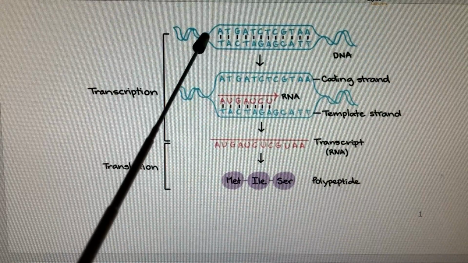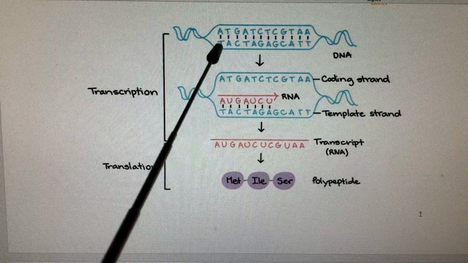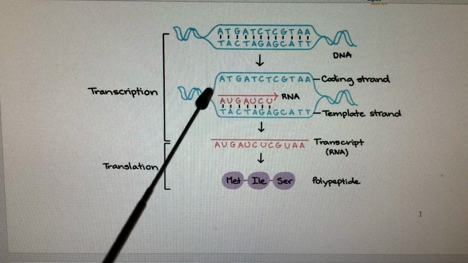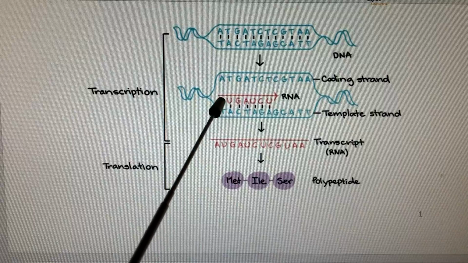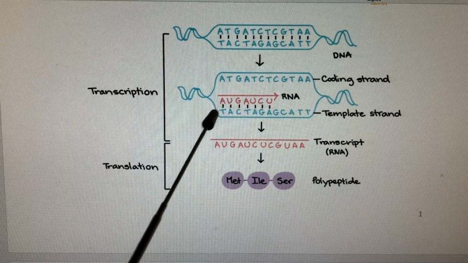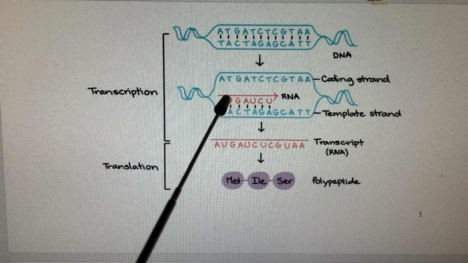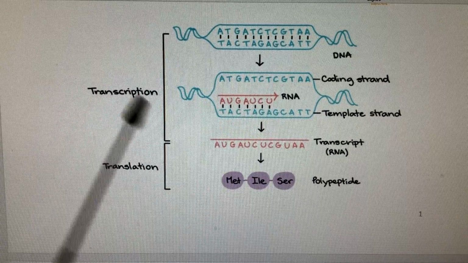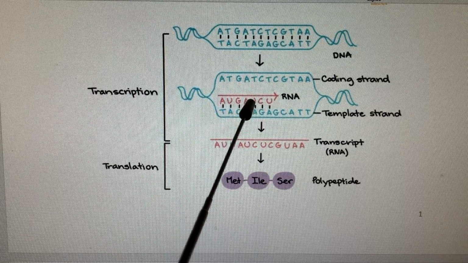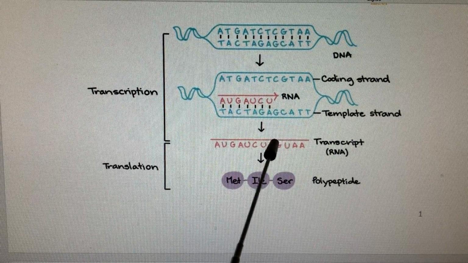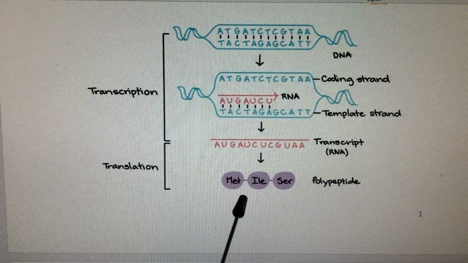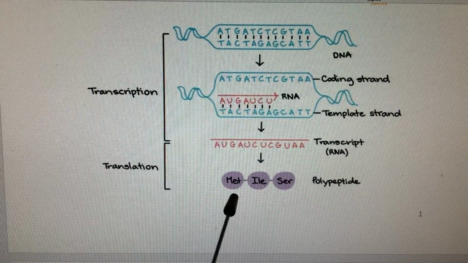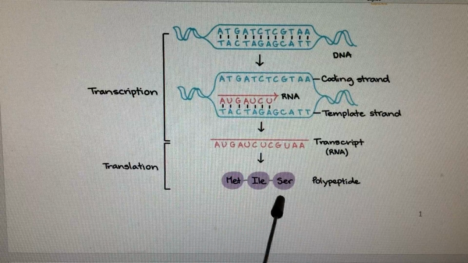Here's DNA. Remember, all Tygos can growl. A goes with T, G goes with C. But when you add RNA, there is no T, so it becomes AU. So A goes with U, T goes with A, A with U, C with G, etc. all along. The DNA opens up, RNA forms, they separate. That transcript of RNA goes to the ribosome, which eventually becomes different amino acids like methionine, isoleucine, and serine.